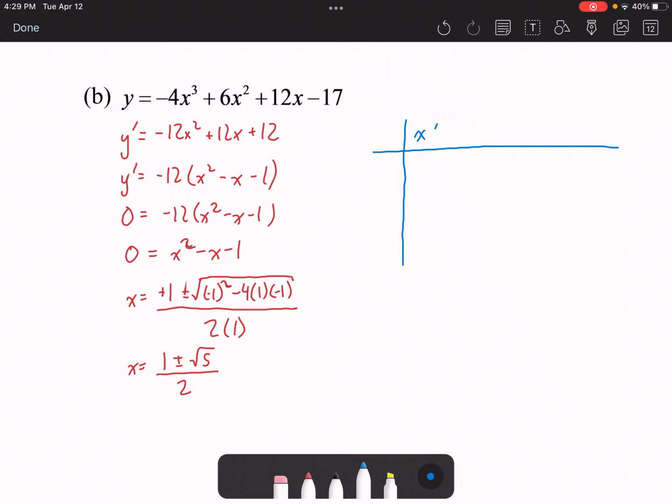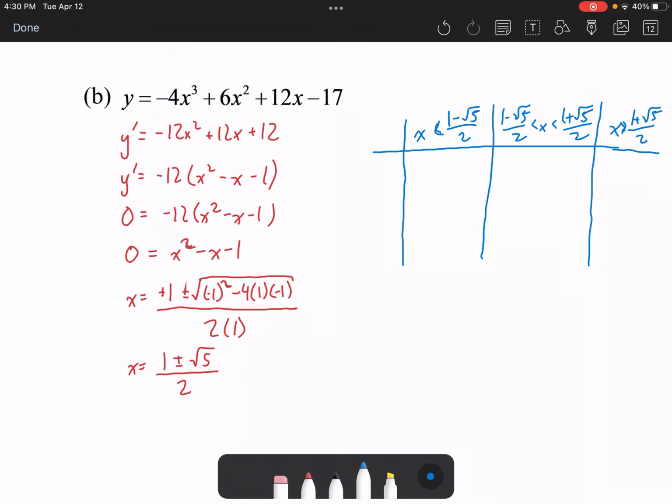I know x being less than 1 minus the square root of 5 over 2 is one domain I need to look at. My next domain is I have to look between 1 minus the square root of 5 over 2 and 1 plus the square root of 5 over 2. And I also have to look at x values greater than 1 plus the square root of 5 over 2. Again, I need to find out what y prime is, in this case, to tell me what y is doing.